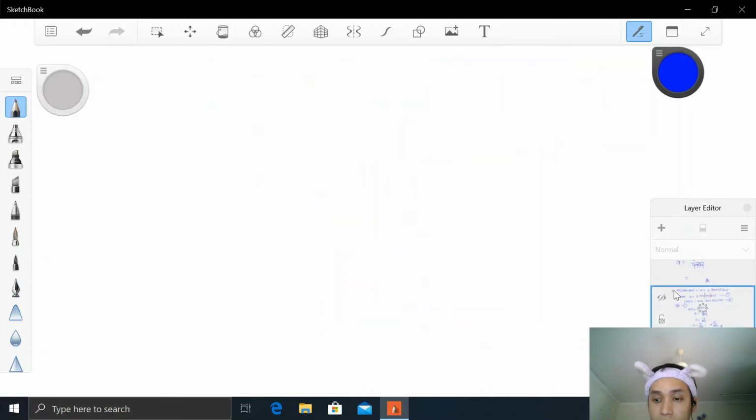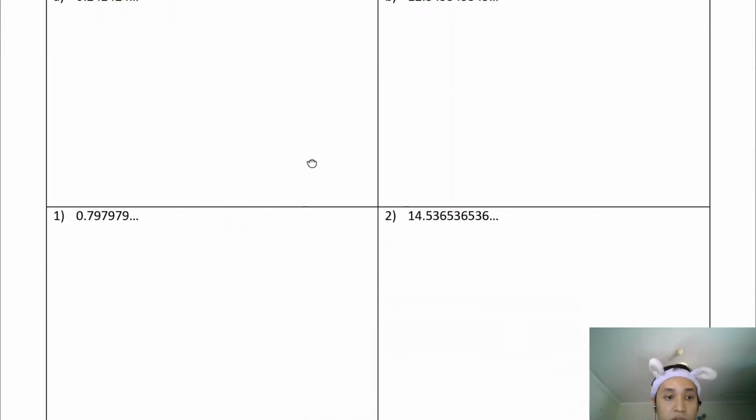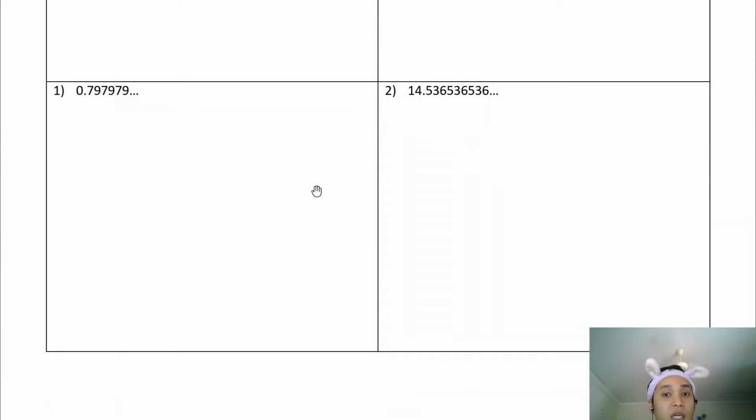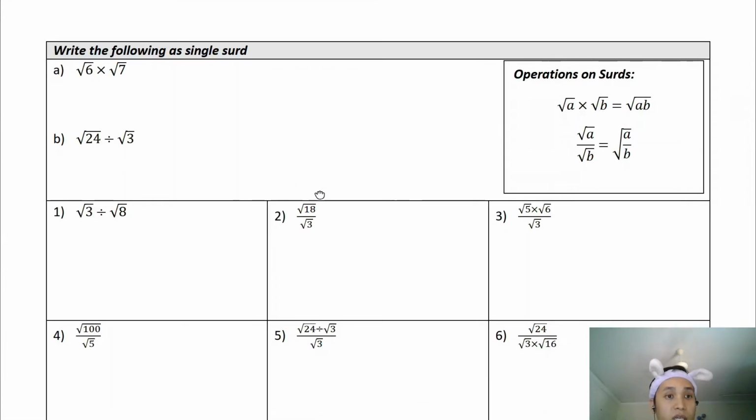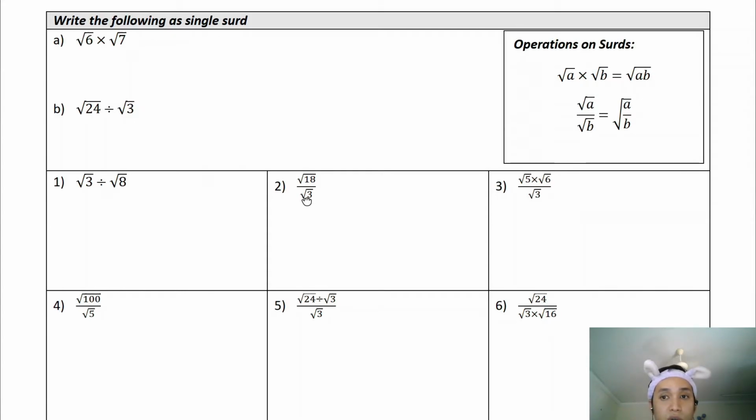Alright, so the second part will be, you can try these two questions on your own. Now we are going into the third form. For the operations of surds, these are the two operations that we are going to use.